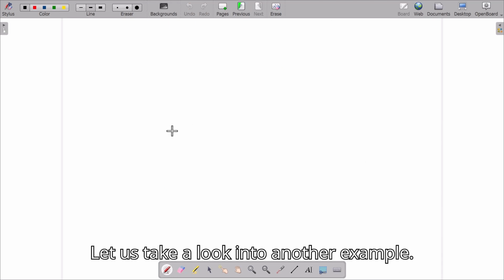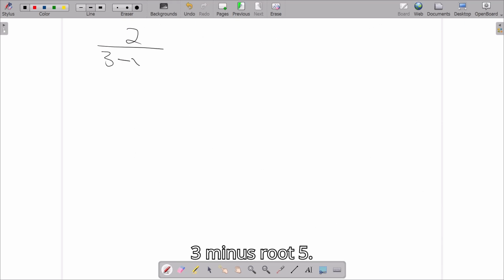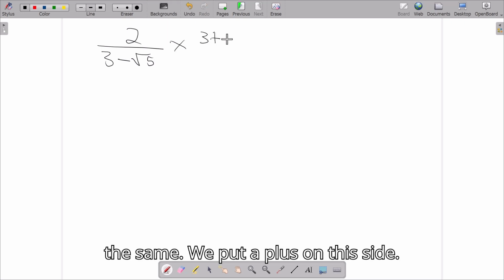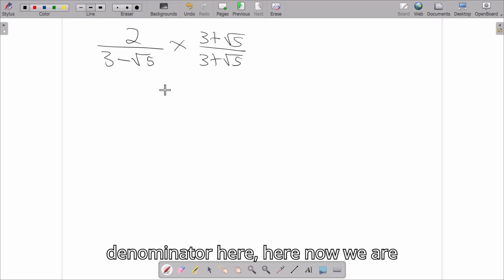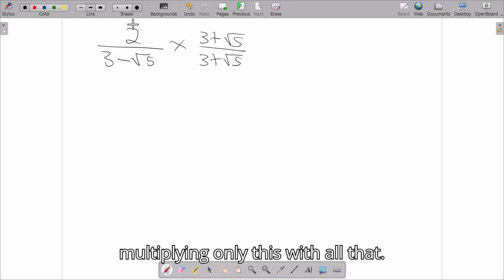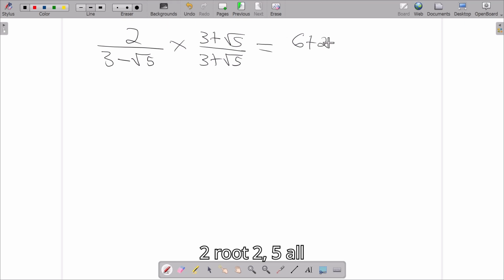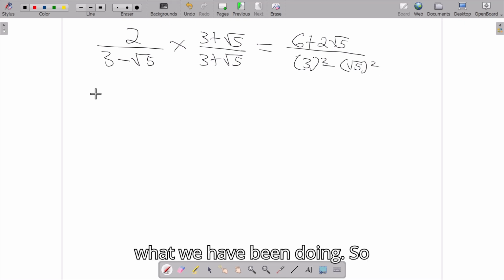Anyway, let us take a look into another example. Example, we're having 2 all over 3 minus root 5. So to rationalize the denominator, we do the same. We put a plus on this side, root 5 all over 3 plus root 5. So when you are rationalizing the denominator here, now we are multiplying only this with all that. And we get nothing but 6 plus 2 root 5 all over bracket 3 square minus bracket square root of 5 square. That's what we have been doing.